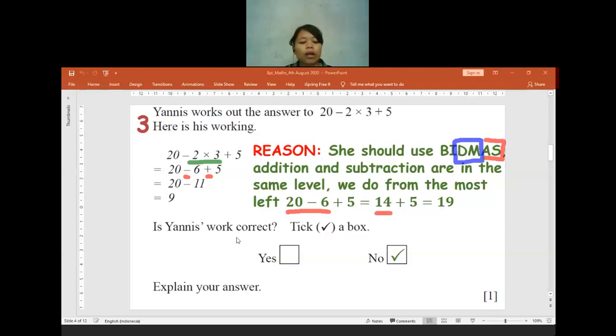Is there anyone who still has difficulty or is getting confused at question 3? No, teacher. Anyone? No? Okay. If you have no question, I will move to question 4.